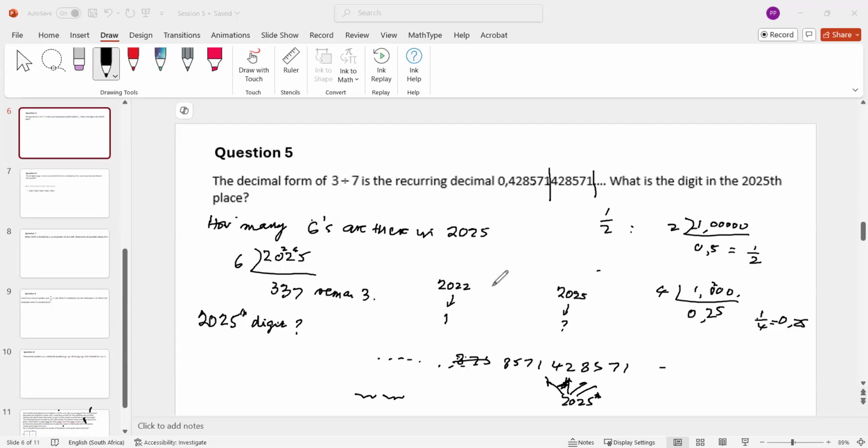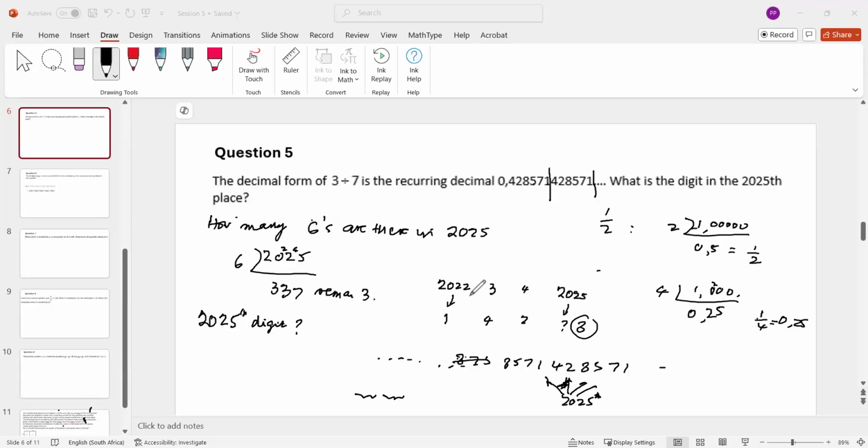So now you'll know what the next one will be. 2023 will be 4. 2024, 2, and 2025 will be 8. 1428. Right? So that gives you the answer to the problem.